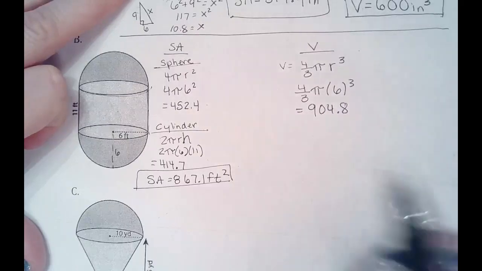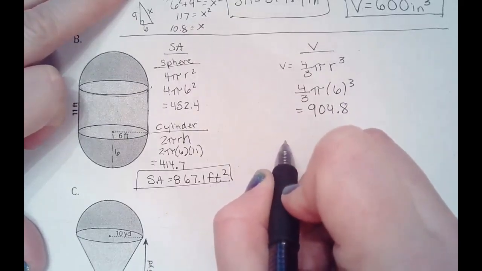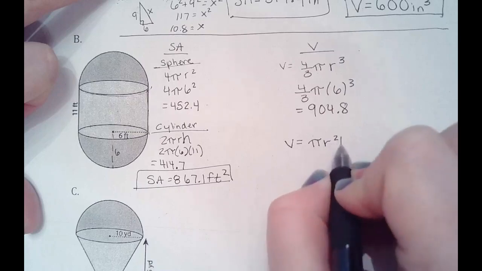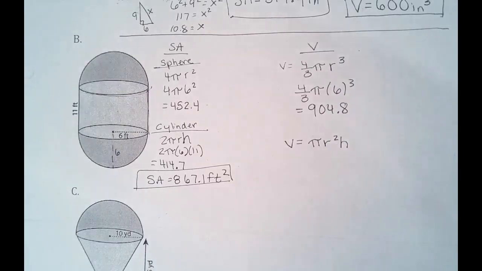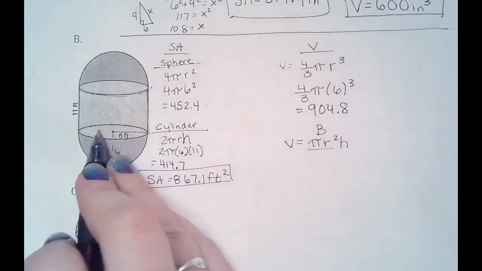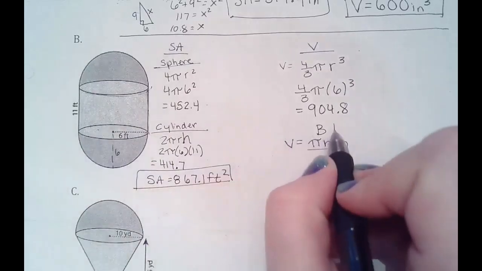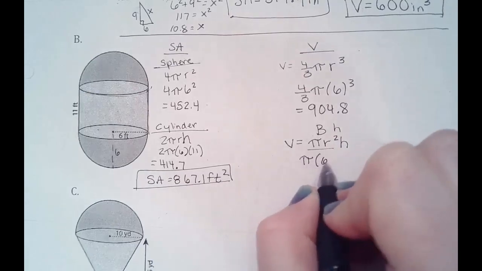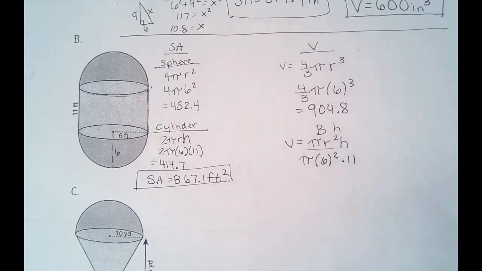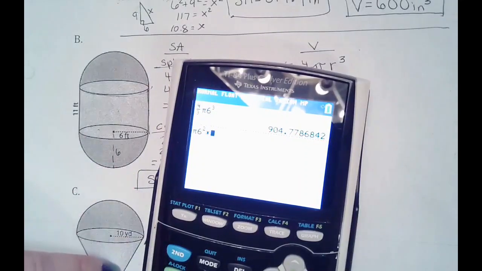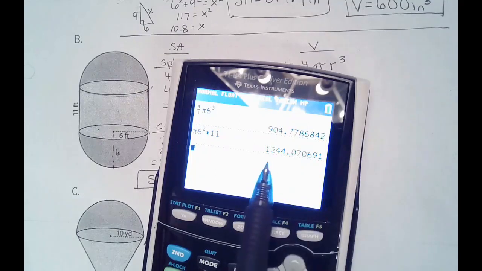Now working with my cylinder. The volume of my cylinder is pi r squared times the height. I got that because our base area is the base of this circle down here, and then I'm multiplying that by height. Plugging in, we have pi, r is 6 squared, times our height, which is 11. So pi times 6 squared times 11. That number, rounding to the nearest tenth, is 1,244.1.